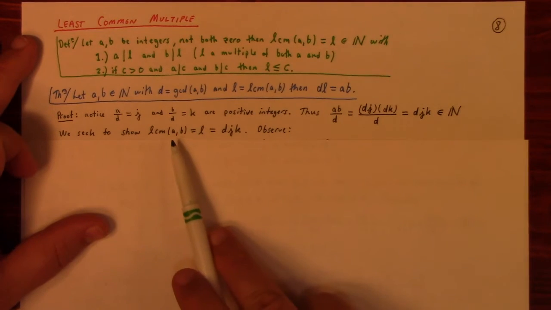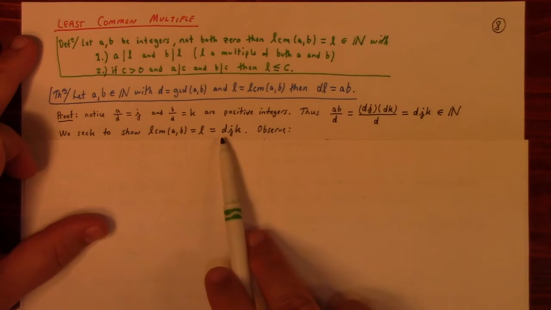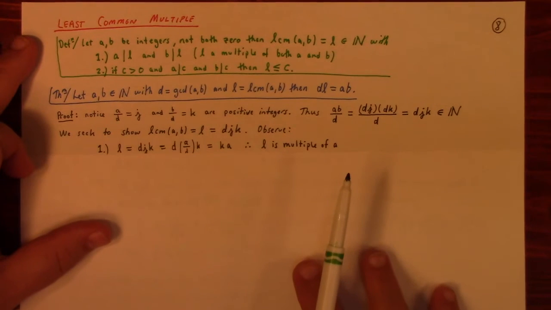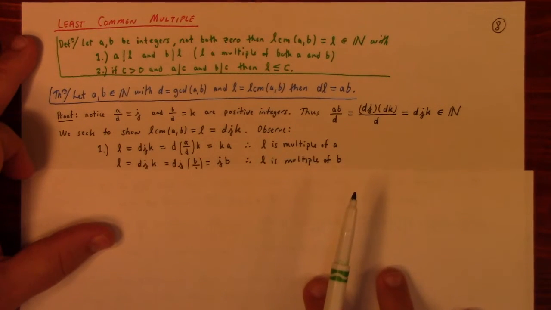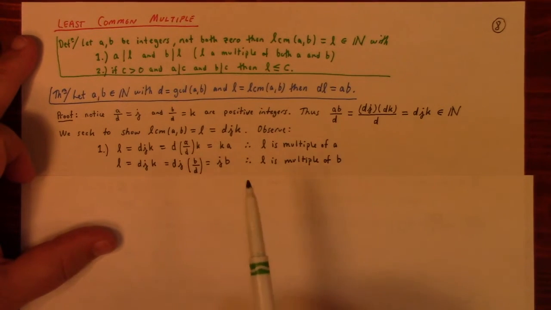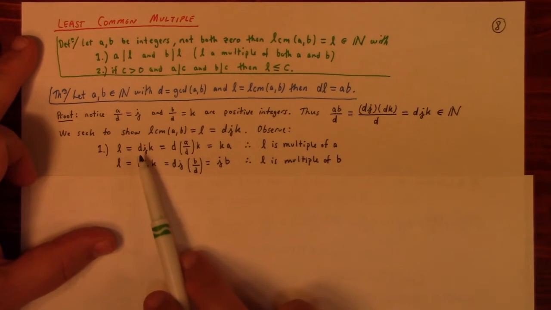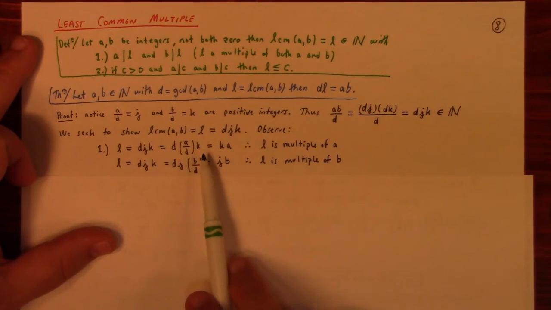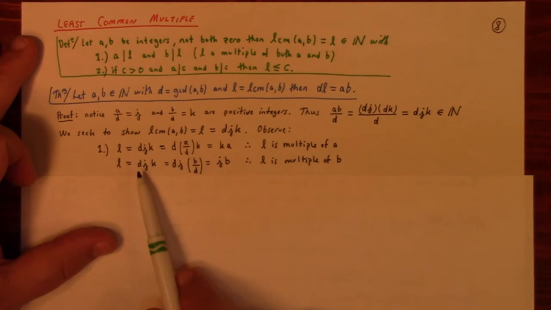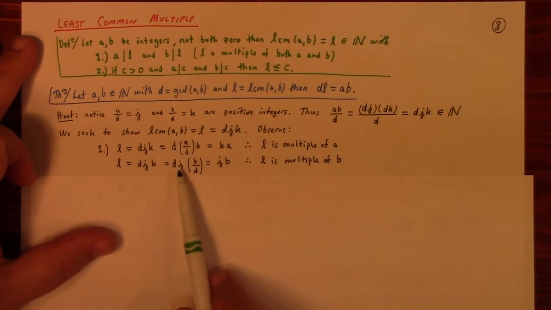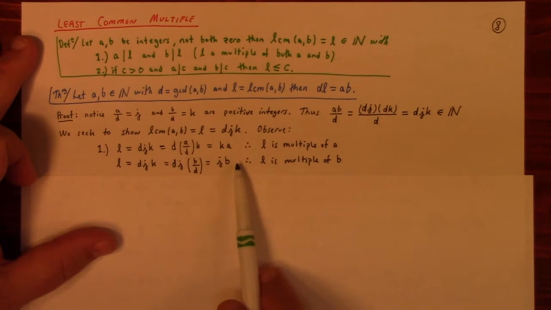So we're going to argue that the least common multiple of a and b is this d times j times k. So first of all, notice that it is a common multiple, because L is djk, which is d times a over d times k, which is ka, and it's also d times j times b over d, which is jb. So it's a multiple of a and b.